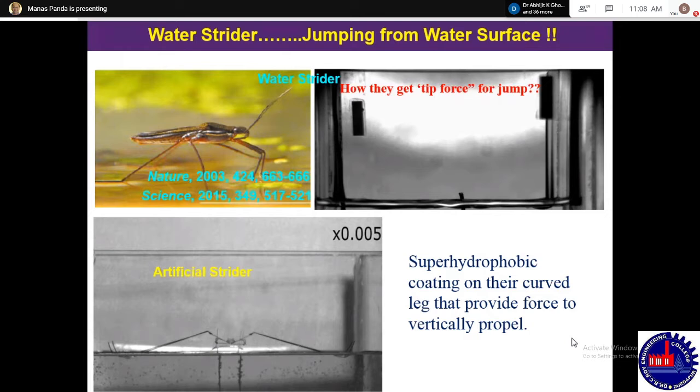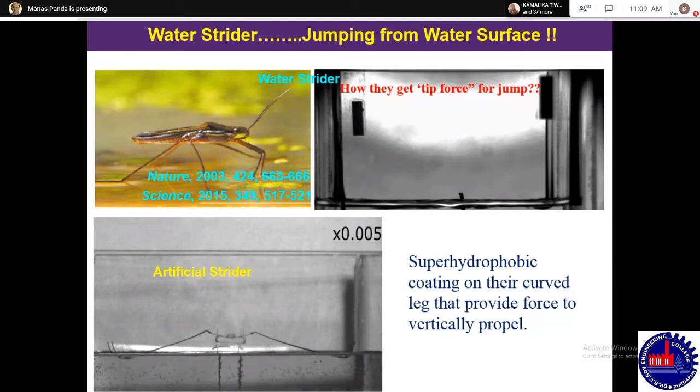Based on that, recently one artificial strider was also made. So this is not natural, this is an artificial strider, utilizing the same principle. If this can be scaled up, there can be many vehicles that can just stagnate and then jump from water, utilizing the same principle. This technology is being developed slowly.